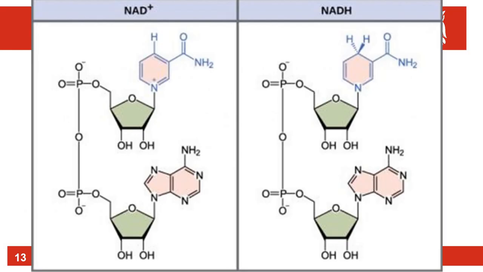This is where your 2 electrons are hanging out, in that extra hydrogen bond. Because how many electrons are in one covalent bond? 2. If it's a double bond, it's 4. Triple bond, it's 6. Yes, I remember.